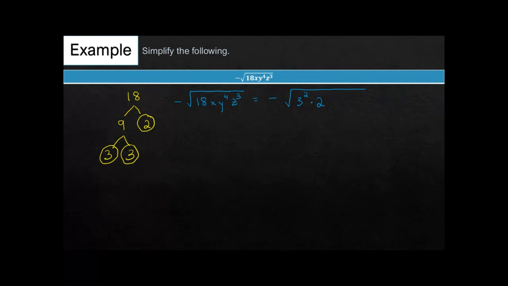Now I move on to the variables. I have x, which has no exponent. I can't do anything with that. Y to the 4th, I can divide that exponent by 2, so that will be okay. And then I have z cubed. So the 3 is not okay. I can't divide that by 2, so I'm going to split that as z squared, and then my leftover z, so that there's still 3 of them there.